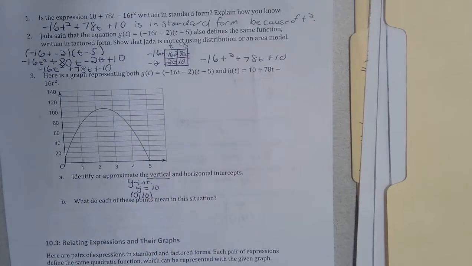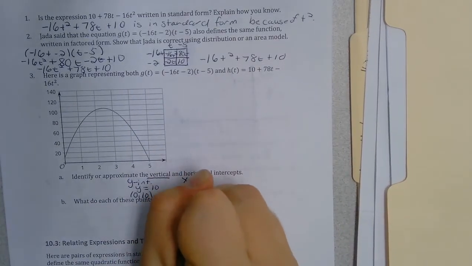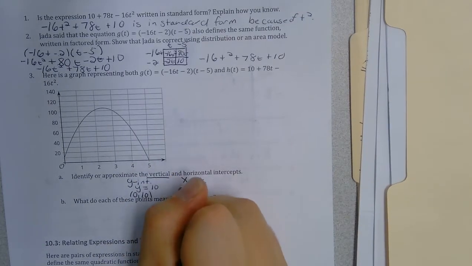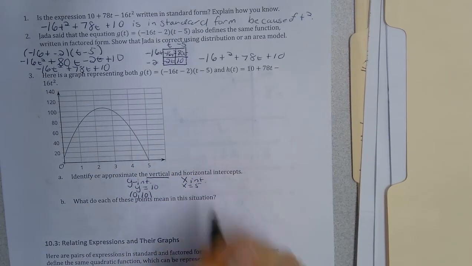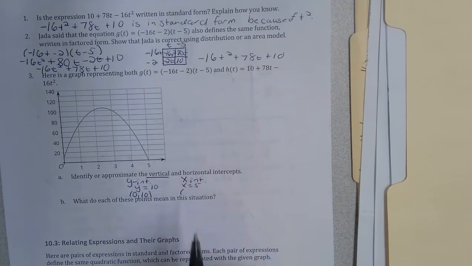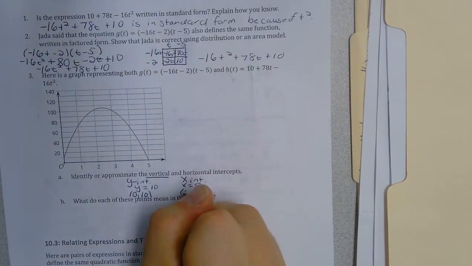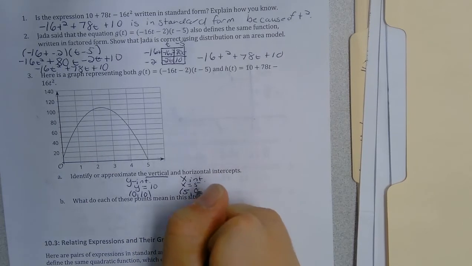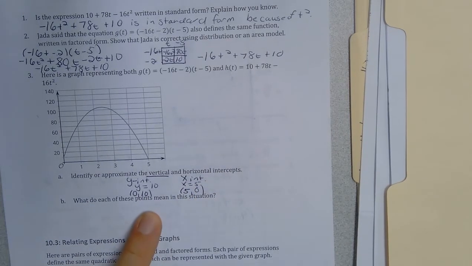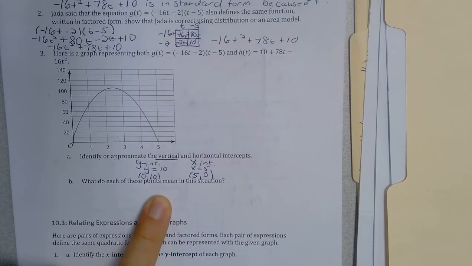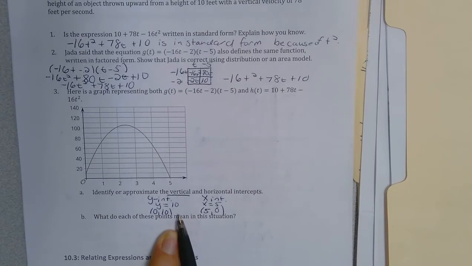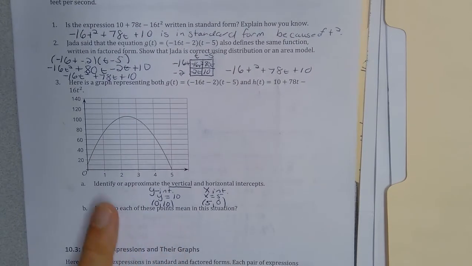And then your x-intercept is at the point x equals 5. And then we could list that where we have the x-coordinate is 5 and the y-coordinate is 0. So now we have to put a meaning to that in terms of our initial height and how long it took the object to hit the ground.